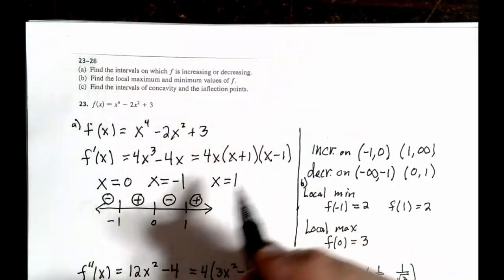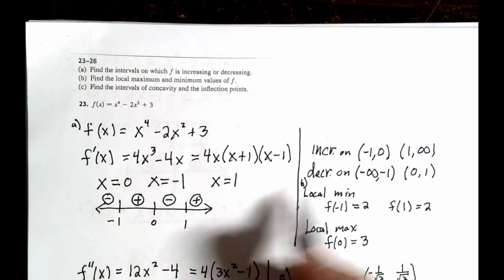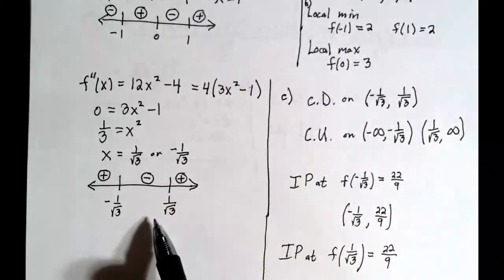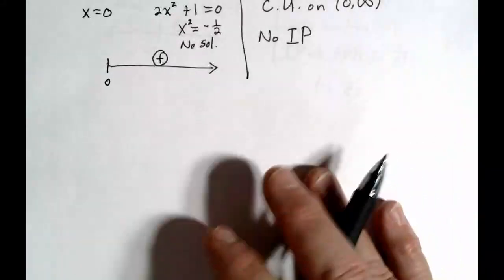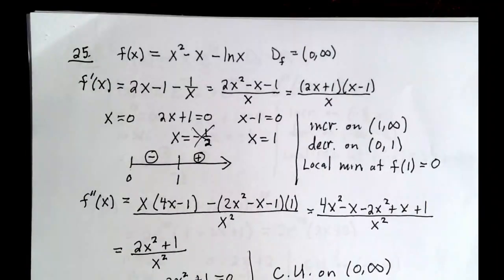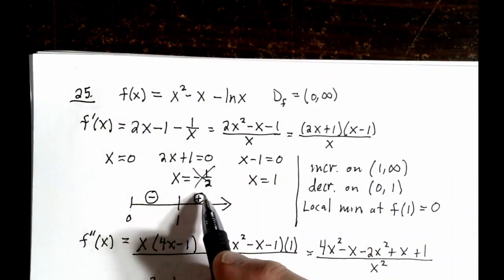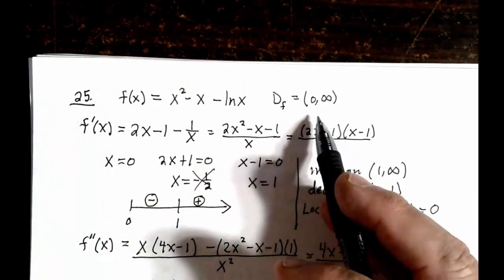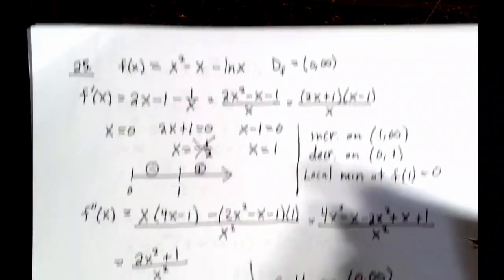23, now they're asking you to do everything. You take the first derivative and you find increasing, decreasing, local max and mins. You take the second derivative, you find out where it's concave up and down, and inflection points. Same thing with 25. Note that x equals minus 1/2 is not in your domain here, so you don't have to consider it. You only consider things greater than 1.